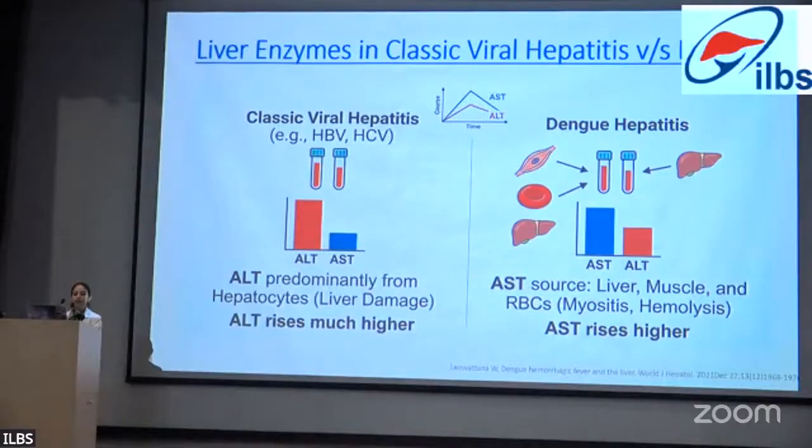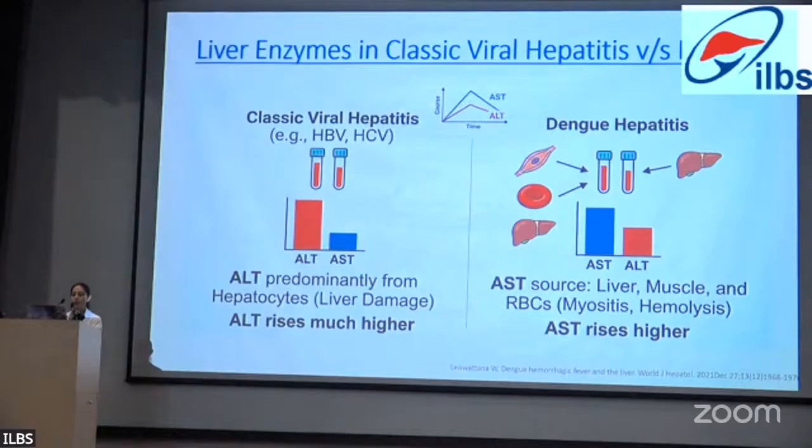Comparison of liver enzymes in classical viral hepatitis versus dengue. It is well established that dengue virus infection leads to elevated transaminases, which are typically observed after day 3 of illness. A characteristic biochemical feature is an increase in the AST-ALT ratio, with AST levels generally exceeding the ALT levels.